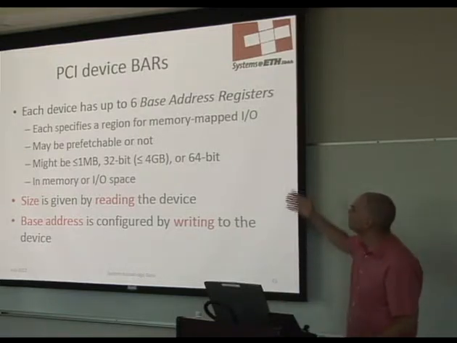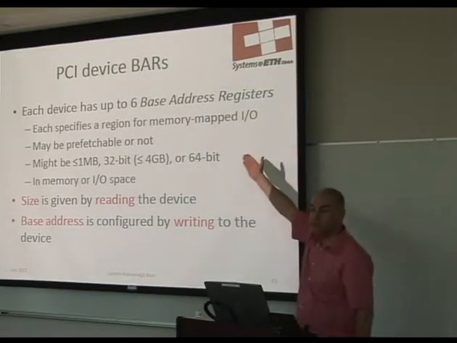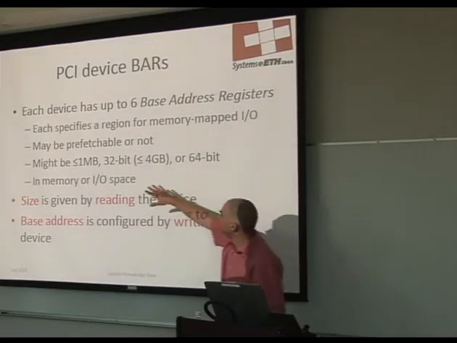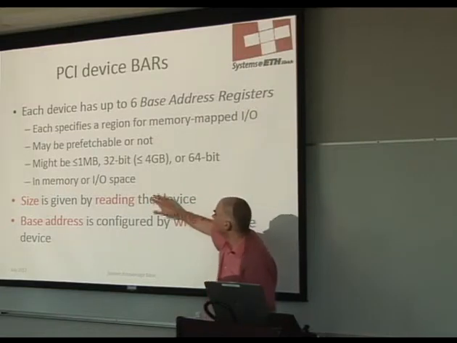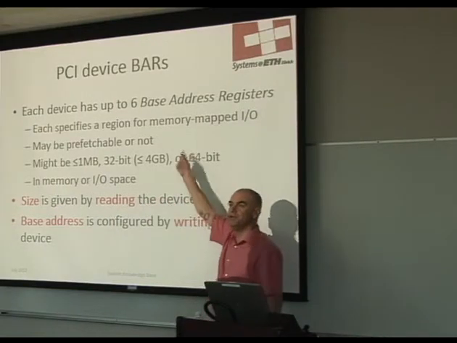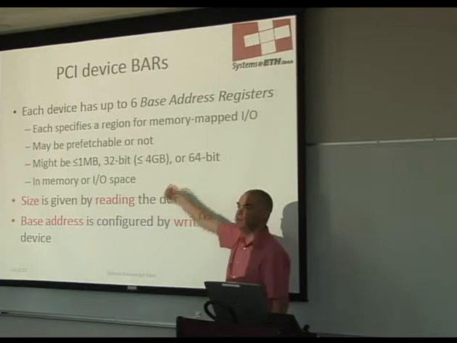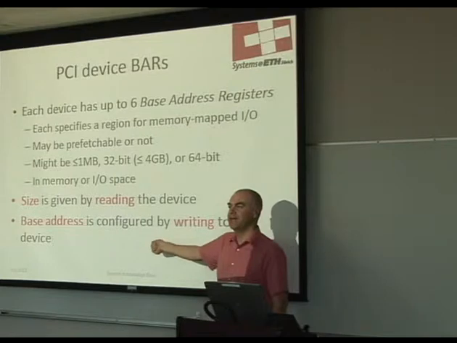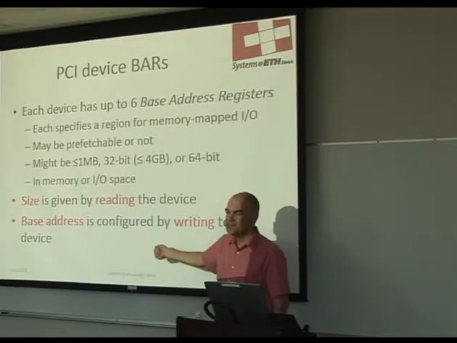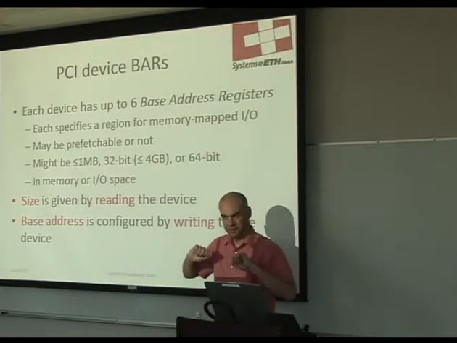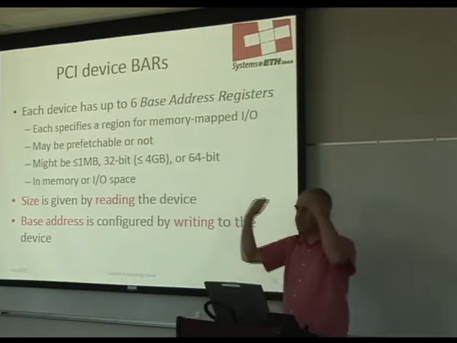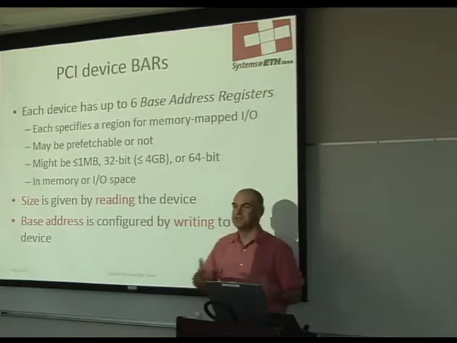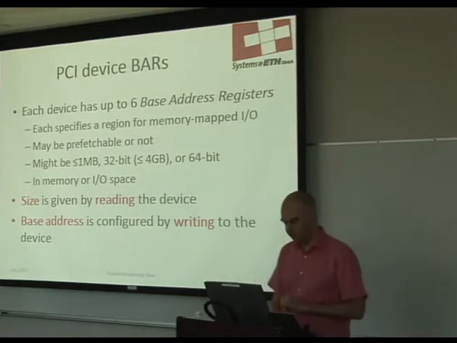Each device has up to 6 base registers. Each specifies a region in one of these 3 address spaces. Memory mapped IO, might be virtual or not, might be less than 1 megabyte, it's a really old device, 32-bit, 64-bit. The size is given by reading this register. So how big a region you need, you read the register. And then what you do is you write into the register the base address that it actually now sits at, relative to the bridge that sits above it. Okay, so that when the bridge puts out an address, it just looks to see if it's between the base address and size, and then it will actually interpret that for us.